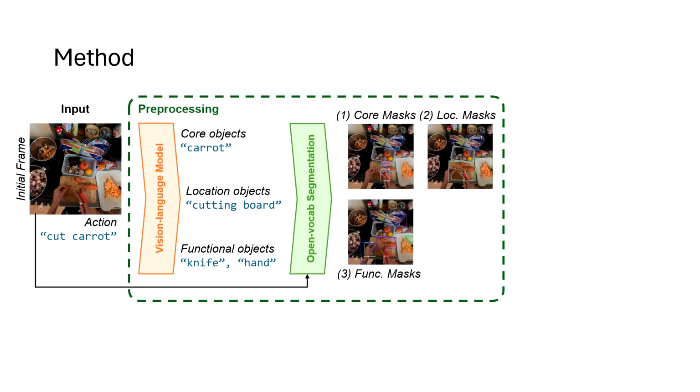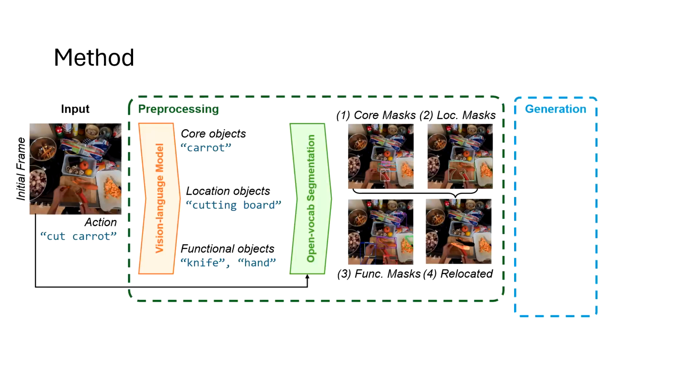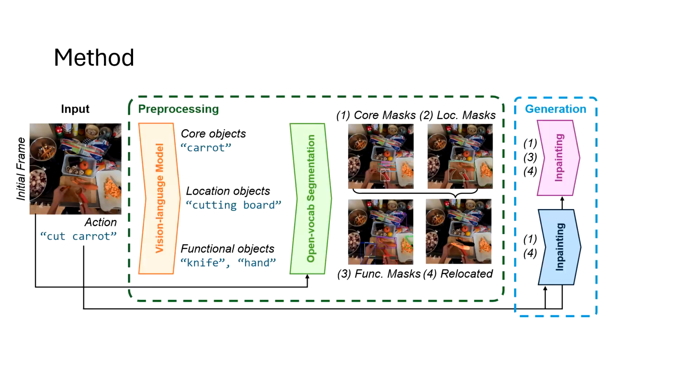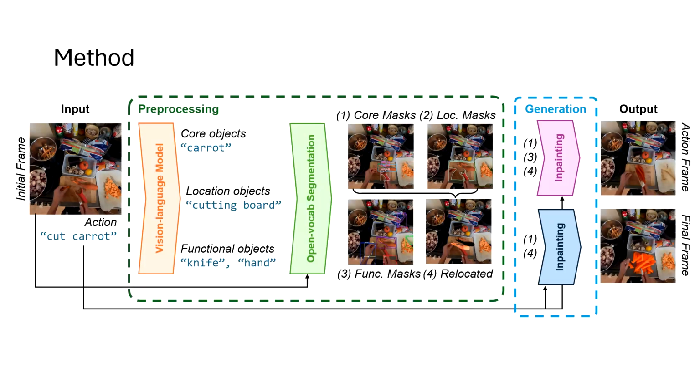Using the open vocabulary segmentation model, we generate the masks for these objects. Core objects are relocated in an additional step to their final location as needed. The generation phase involves two different inpainting modules based on Stable Diffusion, conditioned on different combinations of the masks for creating the action frame that reflects the step being performed and the final frame showing the status upon action completion. The output thus visualizes the progression of the cooking scenario in a realistic manner.